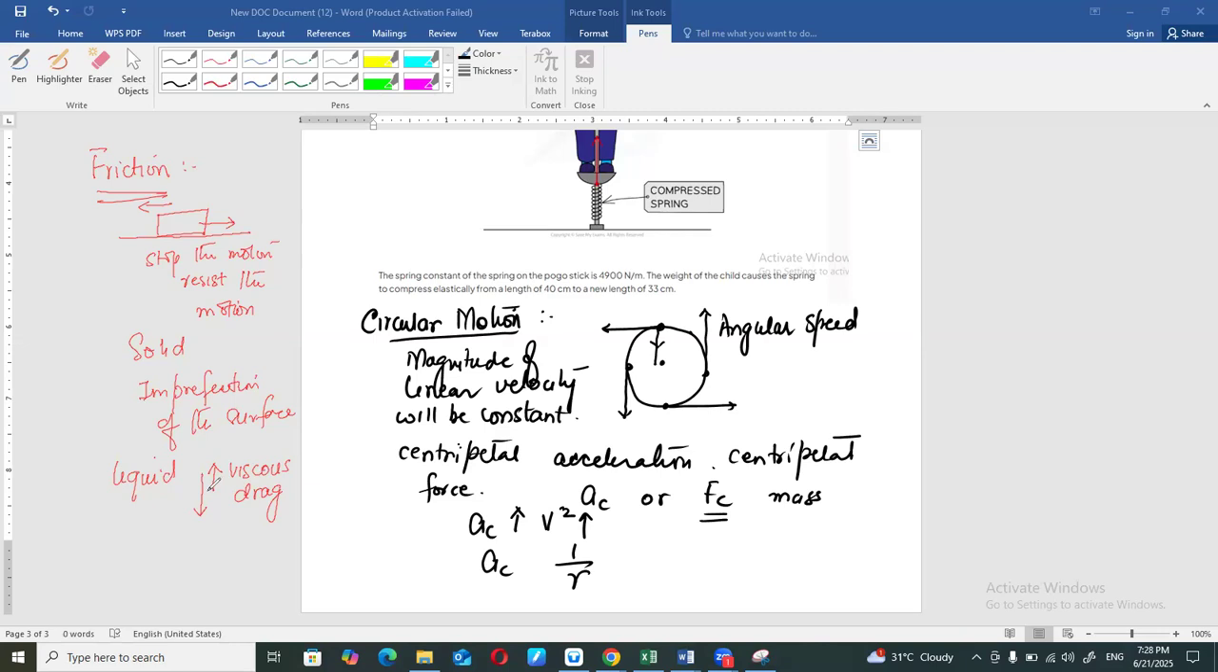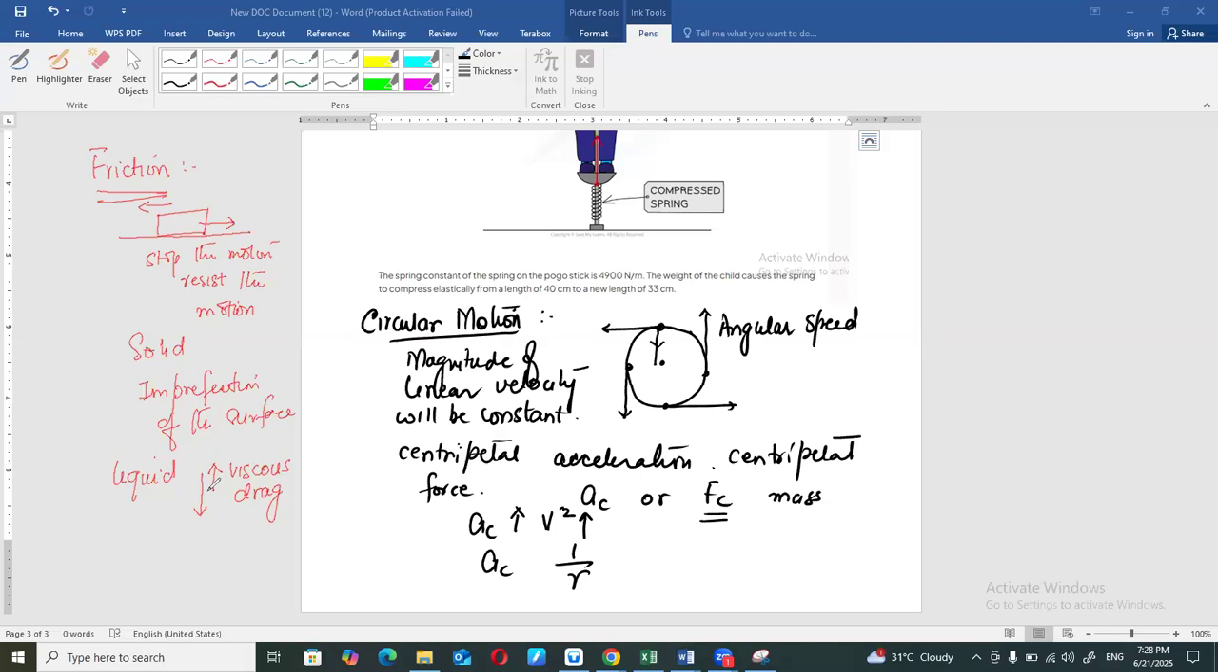So in solids, it's due to the imperfection of the surface. In liquids, it's due to the thickness of the liquid, how thick the liquid is, right? If more thickness is there, there will be more viscous drag in the upward direction. So the net force will be the weight force minus the viscous drag. In a solid, we have this due to imperfection, and in the liquid, due to the thickness of the liquid.